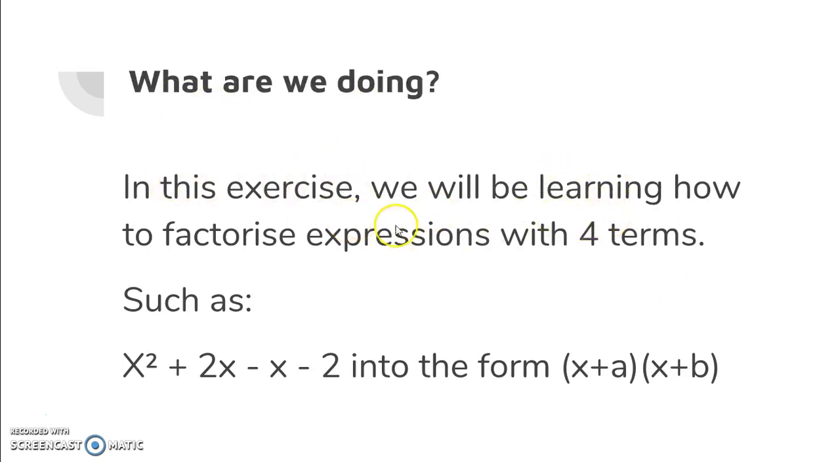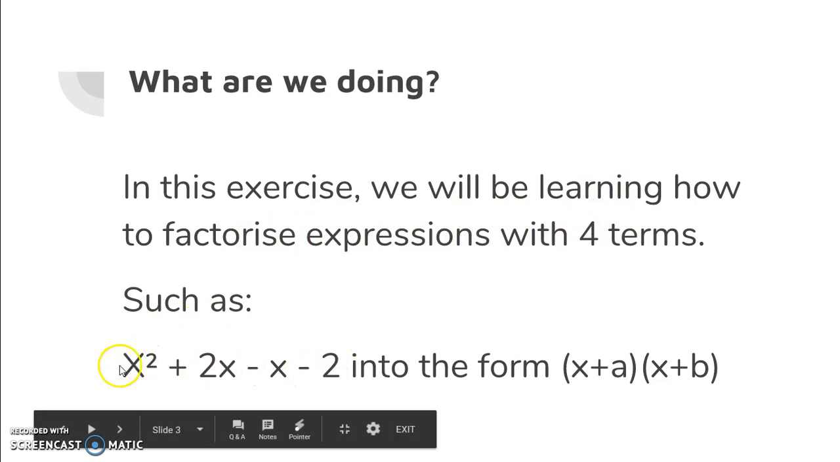So expressions with 4 terms look a bit like this. For example, x squared plus 2x minus x take away 2. So that's your first term, your second term, your third term, and your fourth term. And you're going to want to convert these types of expressions into the product of 2 binomials. So that's this form. You have 2 terms here being multiplied with another binomial. So that's 2 terms over here. So 2 terms multiply 2 terms.